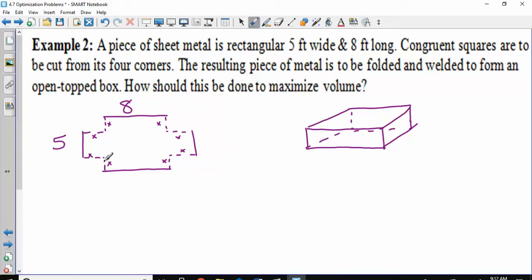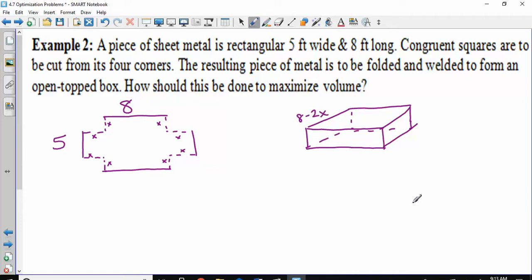All right, so if you think about this, you have this piece of metal, and it was 8 feet long. And so then I cut off a corner here and a corner here. So it is no longer 8 feet long. How long was each of those pieces that I cut off? X. So I took off x on this end and x on this end. So how long is it now? 8 minus 2x, because we cut off 2 sides.